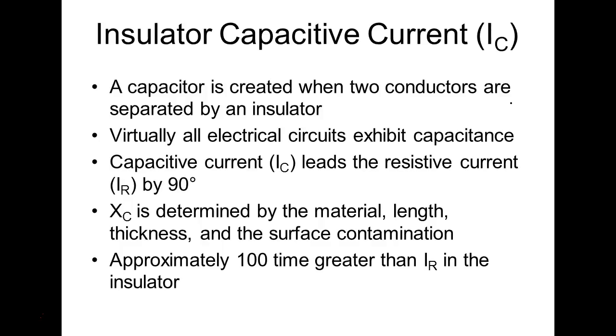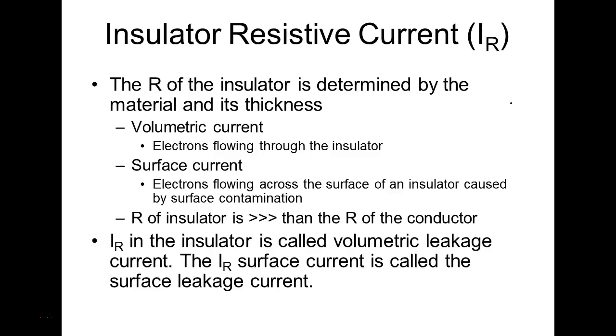Approximately 100 times greater than... so the current flow in the circuit is about 100 times greater than the current flow in the insulator. I guess that's what that statement's trying to mean. The R of the insulator is determined by the material and its thickness. Volumetric current. So there's the current. What's that? Yeah, that's the name of the current that flows through the insulator.